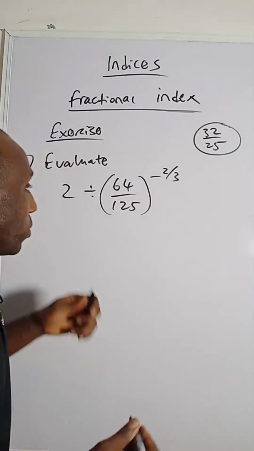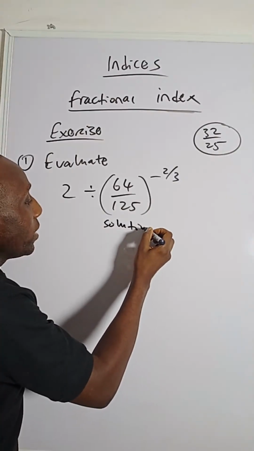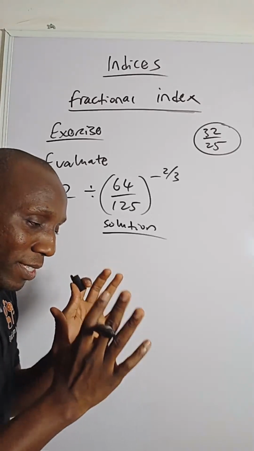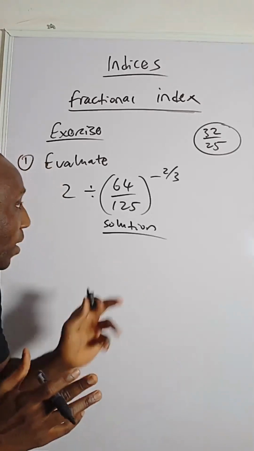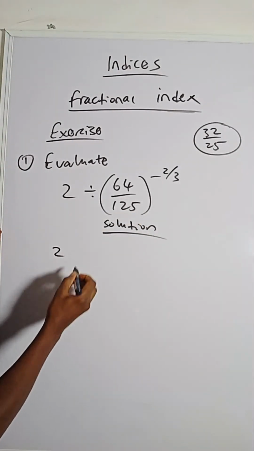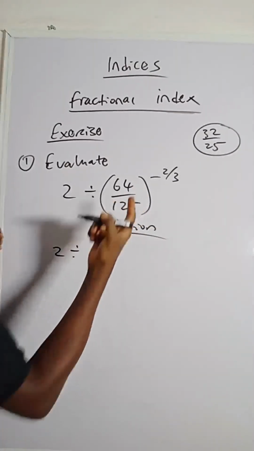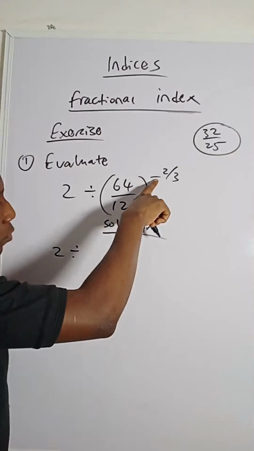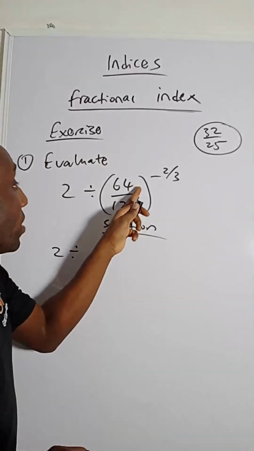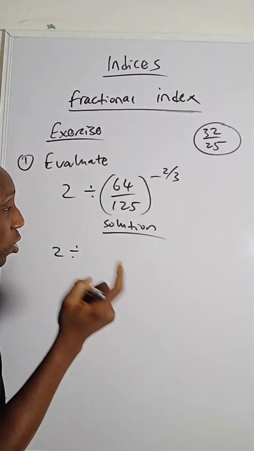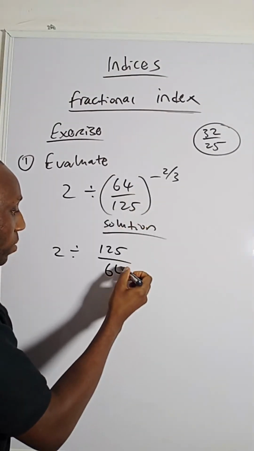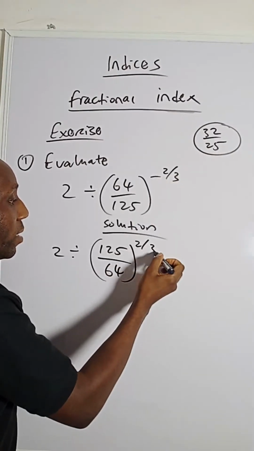I think I'm going to do this so those who cannot do it will learn from the correction. So let's start. 2 is a very simple, easygoing, beautiful number. But these guys, we have to dismantle them. I'll write 2 like this, divided by. If you want to remove this negative sign from the exponent, you have to take the reciprocal of this number. Just simply do 125 over 64, then 2 over 3 as the exponent.